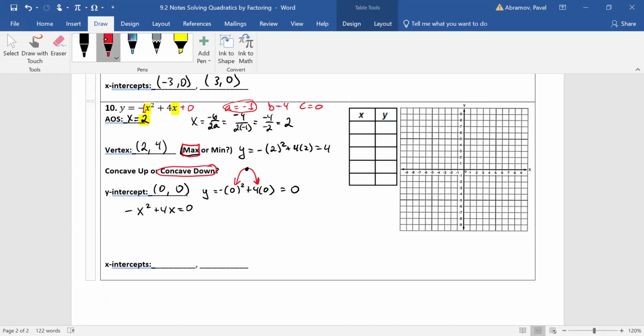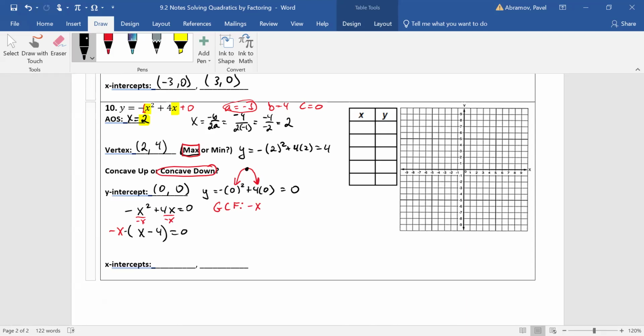So here we can factor out the greatest common factor, which will happen to be negative x. So we'll factor negative x out, and remember we divide everything by negative x to see what's left. So negative x squared divided by negative x will become positive x, and then positive divided by negative will make it negative, and then x is cancelled, so we'll end up with x minus 4.